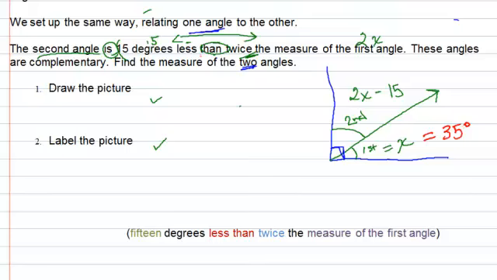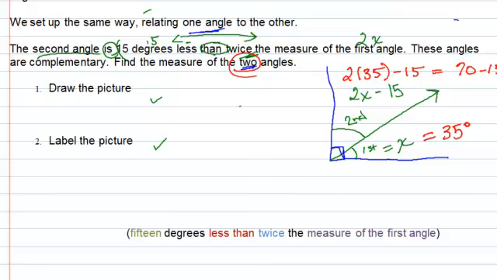And now it says we want the measure of the two angles. So we need to do this one. So this is 2 times 35 minus 15. 2 times 35, and of course this is just order of operations. 2 times 35 is 70. And 70 minus 15 is 55 degrees.